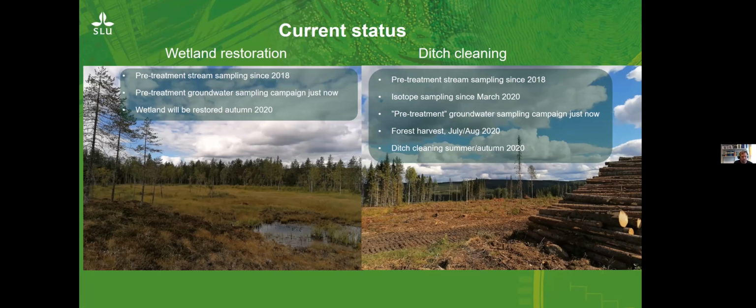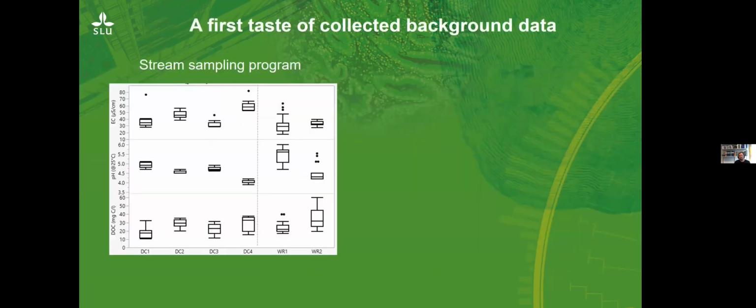So finally, some data, not much, but still some. This is from the ditch cleaning sites and from the wetland restoration sites, just to give us some kind of a feeling of what kind of water quality we have here. We are familiar with this: low electric conductivity, low pH, relatively high DOC.